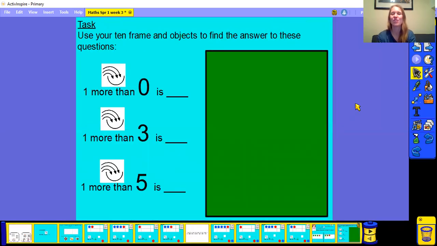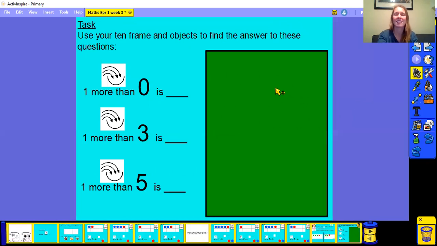Okay, here's your job for today. Have a look at the sentences with your grown-up and use your 10 frame to find the answers to the questions. When you're finished, take a picture and send it to your class email address. I can't wait to see how you get on. Pause the video while you have a go at these questions.